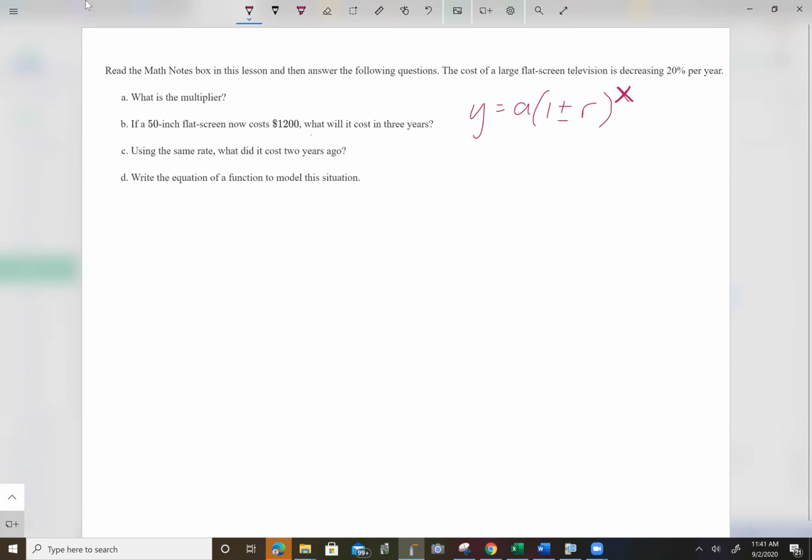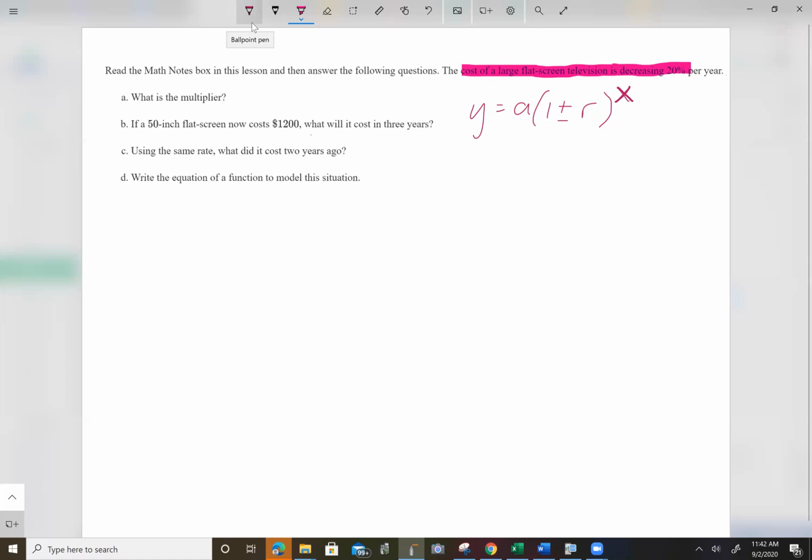So this question, and then we can go back and do the notes for this, is talking about the cost of a large flat screen television. Actually, I would love to buy a television. I do not have one right now, so maybe this will help me. But it's decreasing by 20% per year. So that's cool. That means they're not as expensive as when they first started.